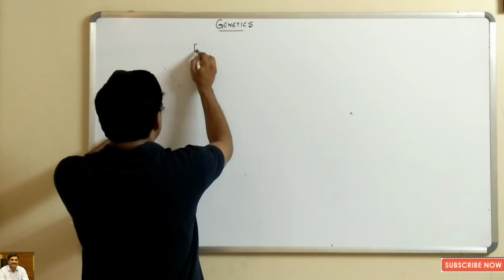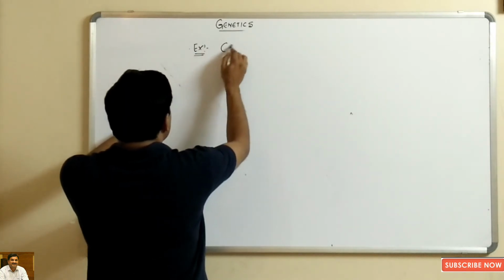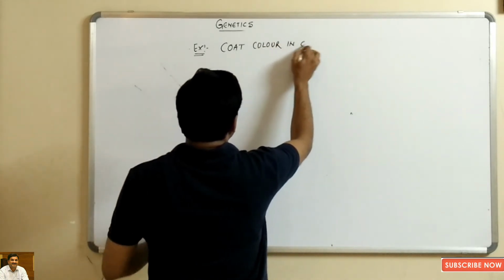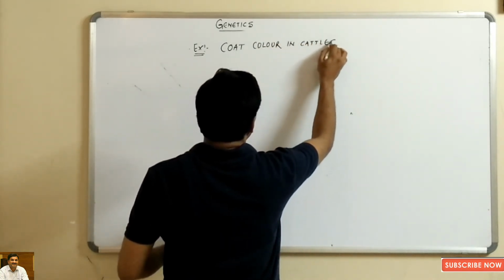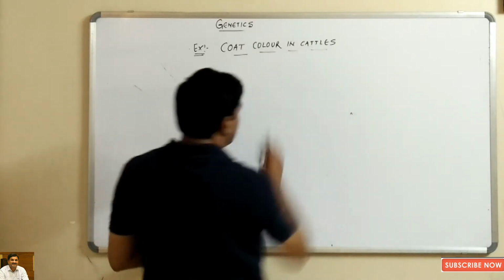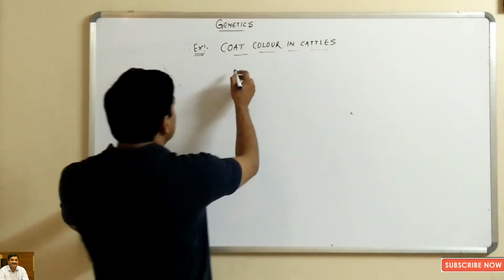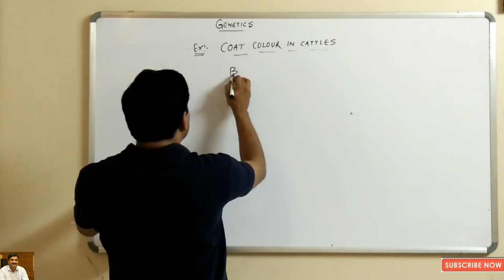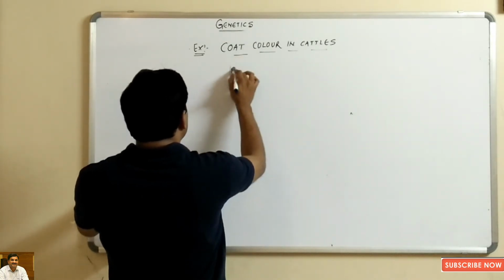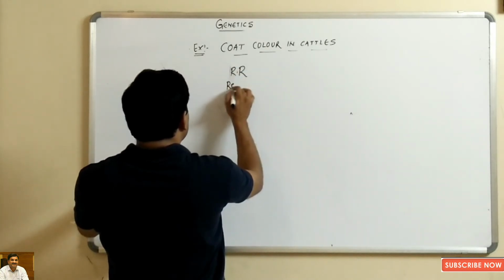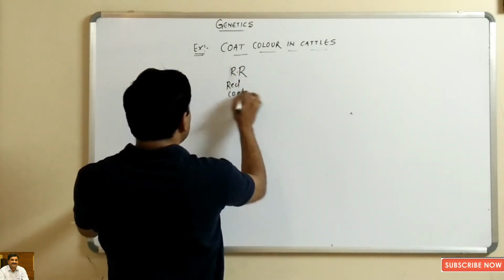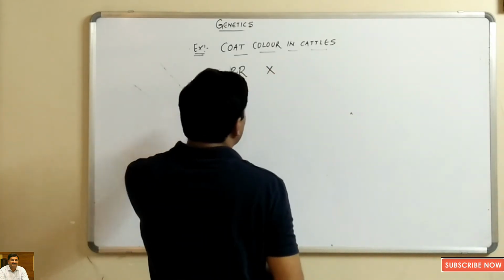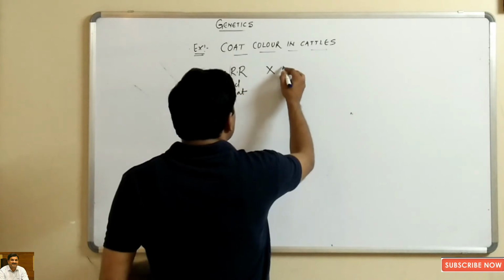Now see here, what is the example here? The first example is coat color in cattle. Now what happens? See here that I have taken two cattle. One is having the red color. This is the red coat color of a cattle crossed with the white coat color.